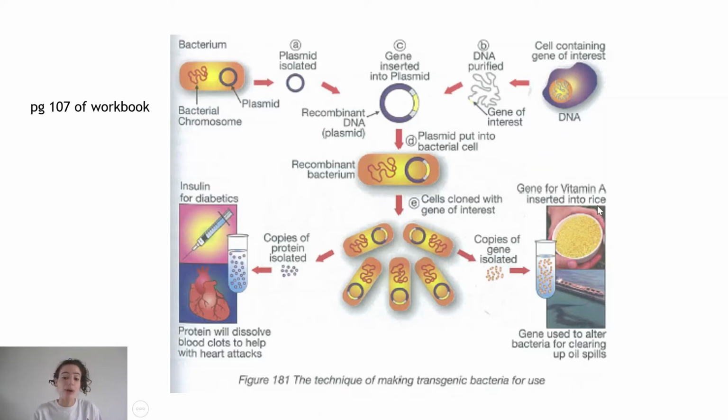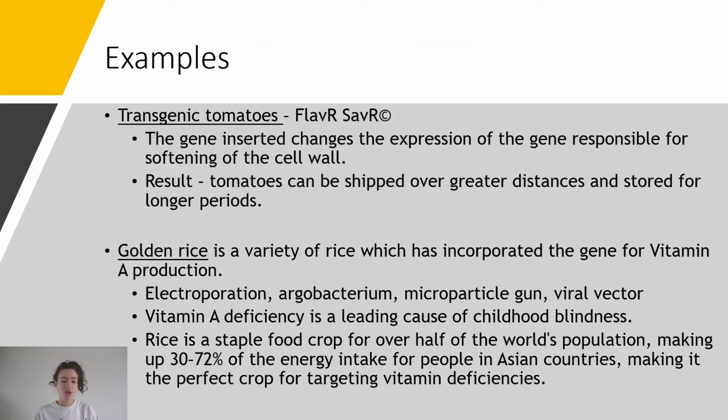So for example, we might insert it into rice so that it contains the gene to produce vitamin A, or altering bacteria so that the bacteria can clear up oil spills in the ocean. So here are 2 examples of transgenic organisms. The first one is transgenic tomatoes, and these were commercially known as flavor saver tomatoes. So these tomatoes had a gene inserted that changed the expression of the gene responsible for softening of the cell wall. So that means the cell wall was harder. That meant that tomatoes could be shipped over greater distances and stored for longer periods without going soft and going off.